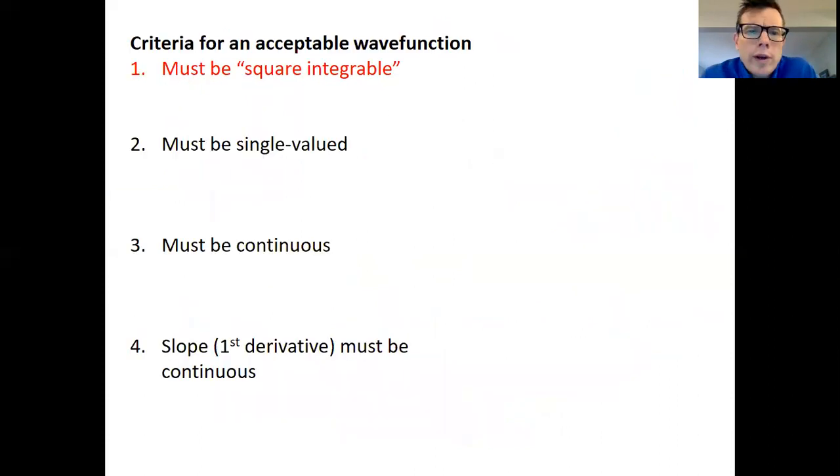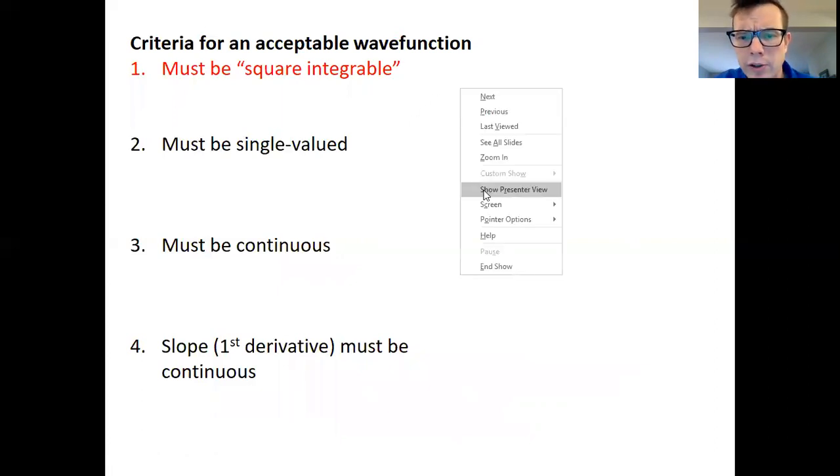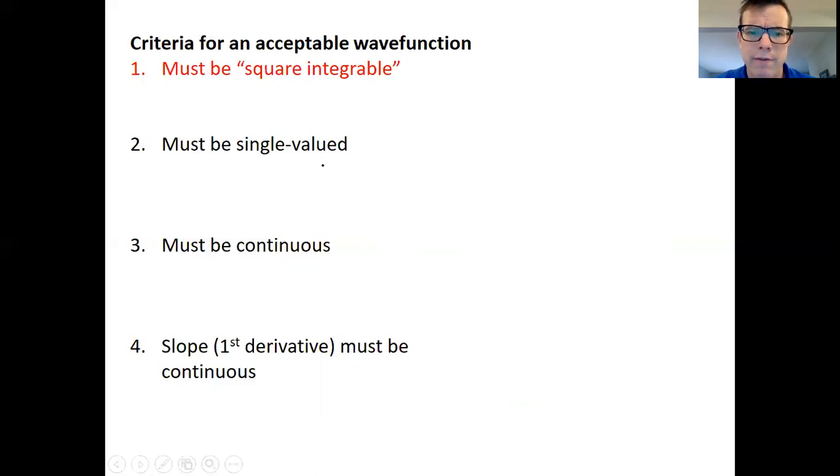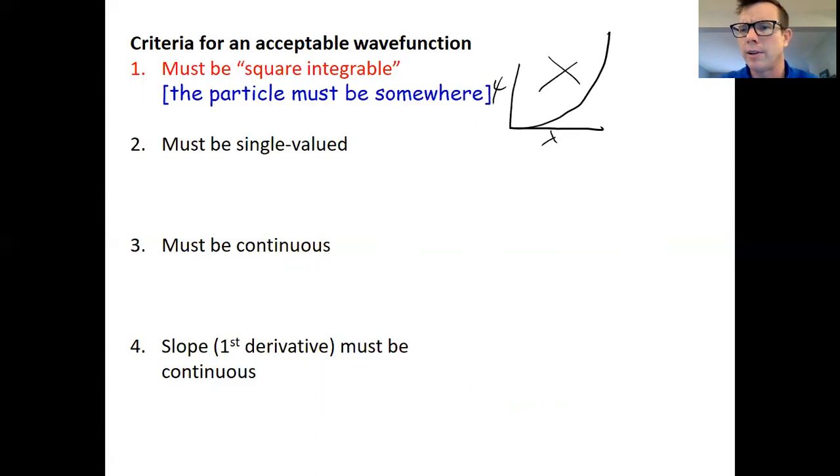So let me quickly run through these. The criteria for an acceptable wave function: it must be square integrable. If the wave function looked like this, psi versus x, this wouldn't work. The particle's got to be someplace. If it blows up and I can't normalize it, it doesn't work.